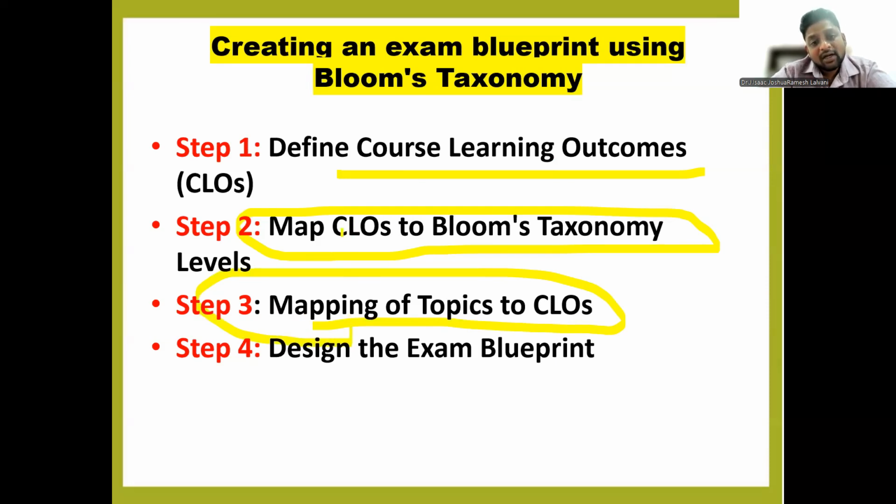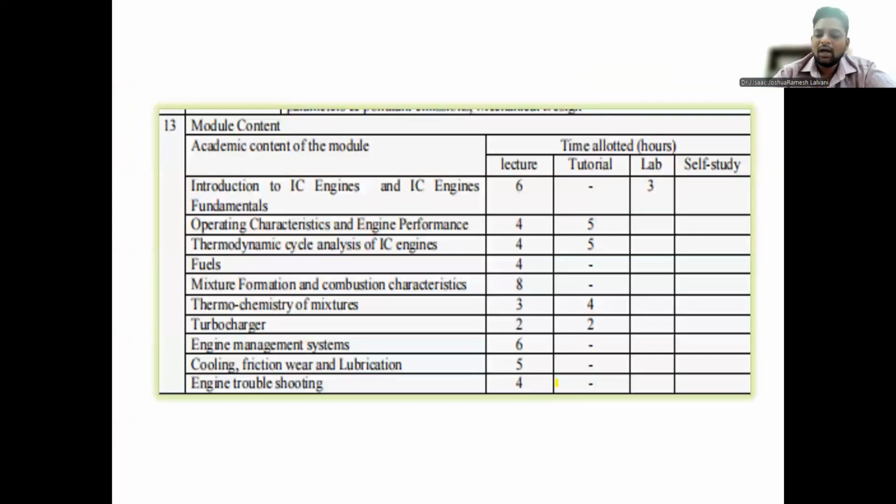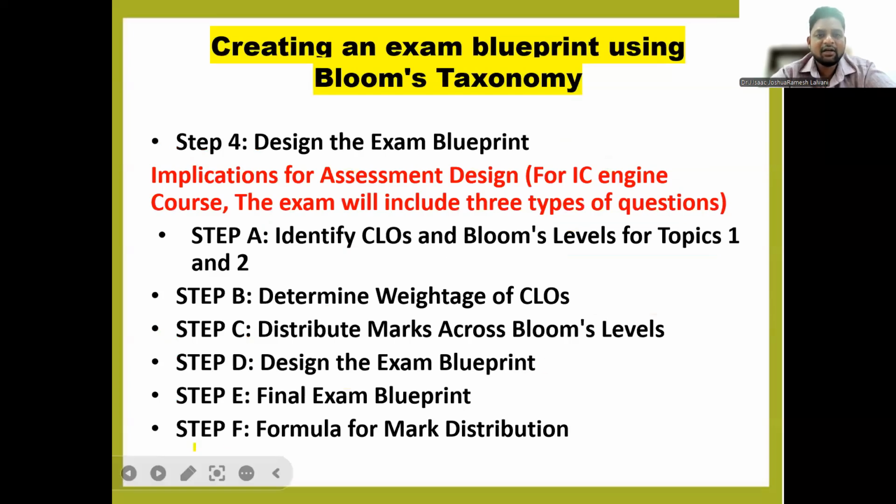So course learning outcomes will first be mapped with Bloom's taxonomy, and again each topic of the course will be mapped towards your course learning outcomes. Then you will design the exam blueprint. That's your step four. Under step four, we have different steps, like identifying the CLOs and Bloom's level, determining the weightage of CLOs, distributing marks across the Bloom's levels, designing the exam blueprint, finalizing the exam blueprint, and the formula for mark distribution. So this we are going to discuss.